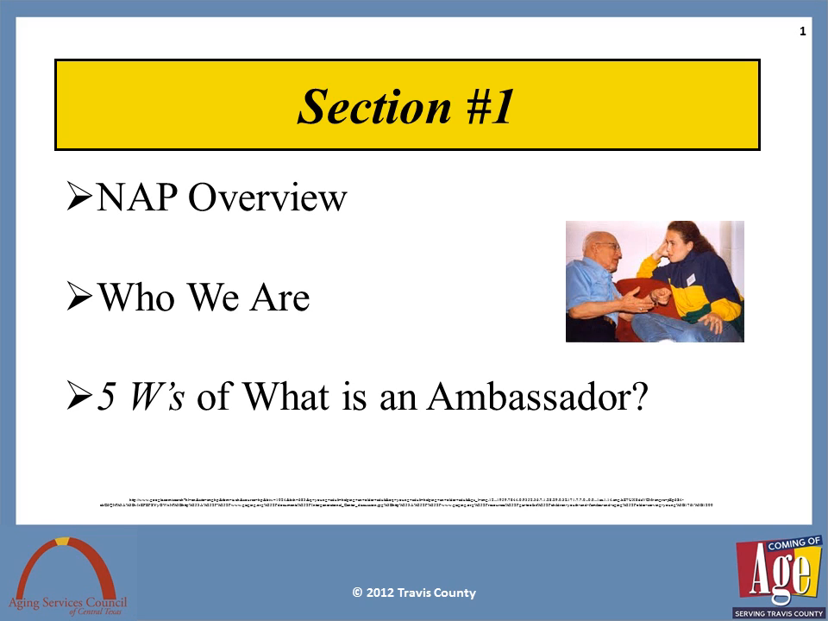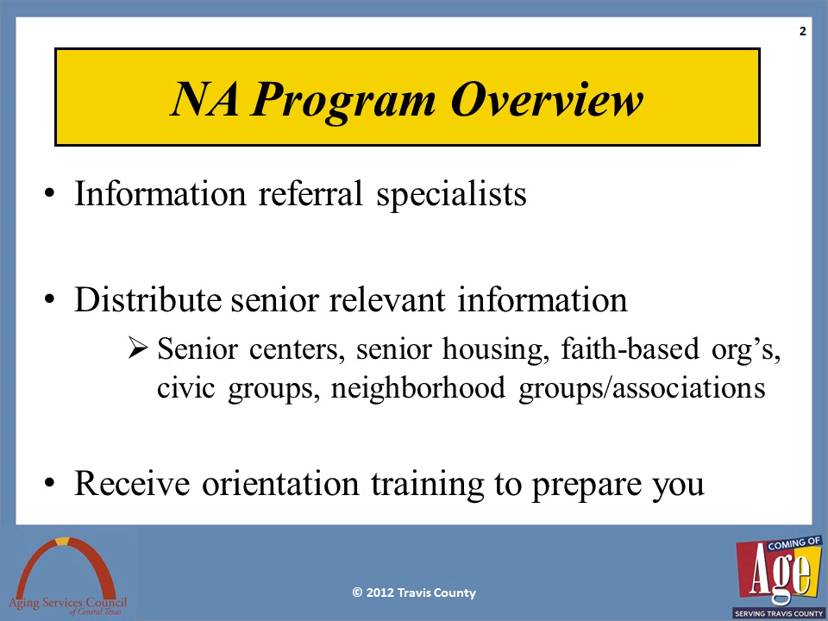We're going to briefly mention who we are, and then we're going to talk about the fact sheet, or the 5 W's of what is an ambassador, and that includes who, what, where, when, and why. So let's do our overview first. I like to think of ambassadors as information referral specialists who provide senior relevant information to help older adults and their caregivers meet their basic day-to-day needs.